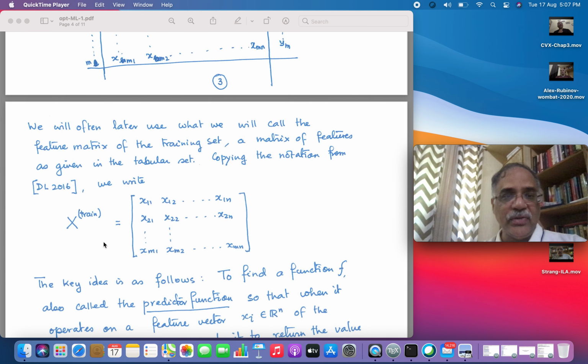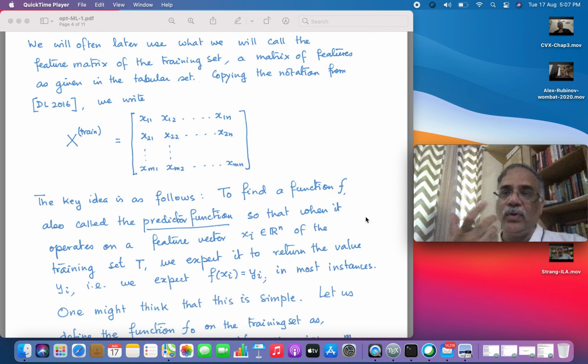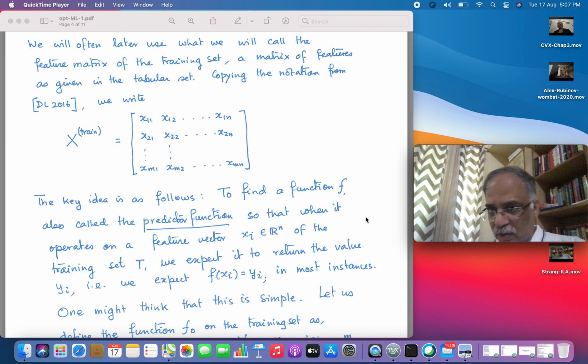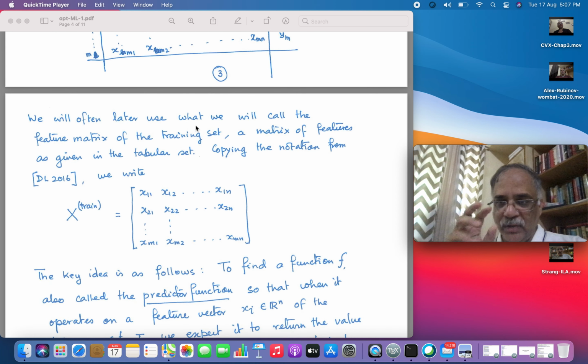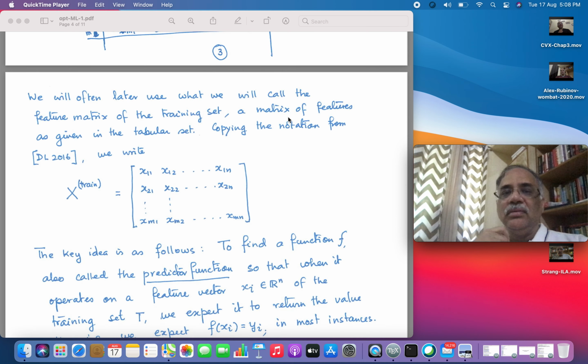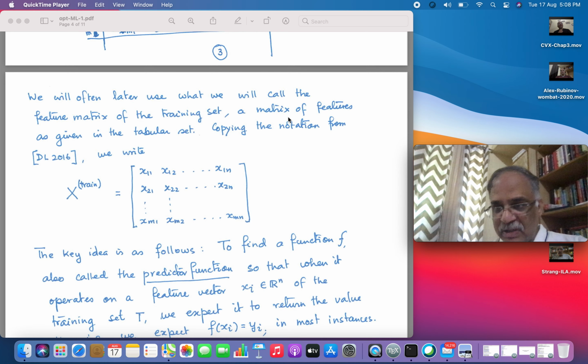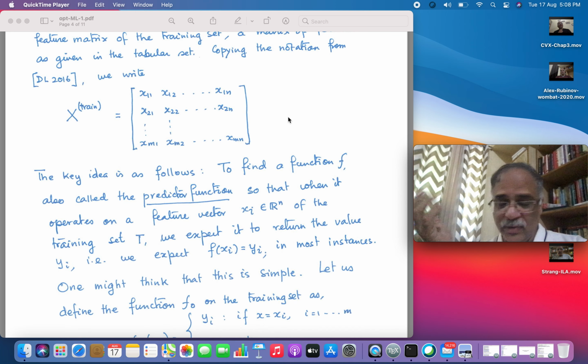Often we call this matrix a training matrix. The key idea is as follows: you construct a function and you put in the x vector from the training data, say x of 1, which has these n components, x1,1, x1,2, ..., x1,n. I put it in the function f and see what it gives me. Does it give me y1? Yes or no? Does the second one give me y2? Yes or no? We have to make sure that in this training set, it has been able to give me the correct values most of the time. That would be desirable.